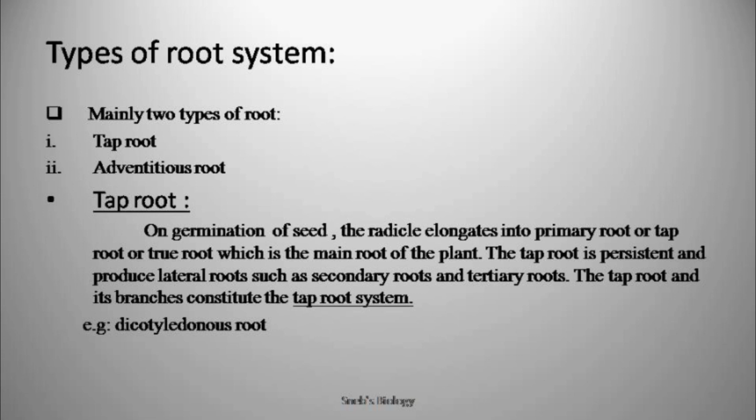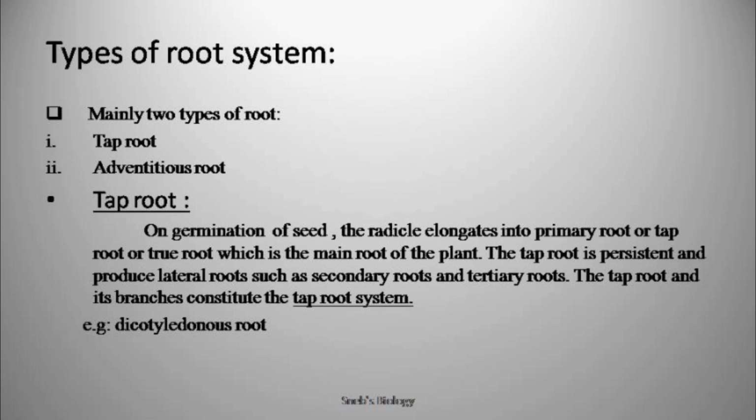The taproot is persistent and produces lateral roots such as secondary roots, tertiary roots. The taproot and its branches constitute the taproot system. The lateral roots arise in acropetal succession, that is, younger roots towards the apex and older roots towards the base.